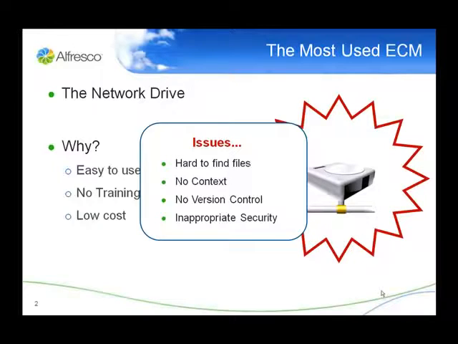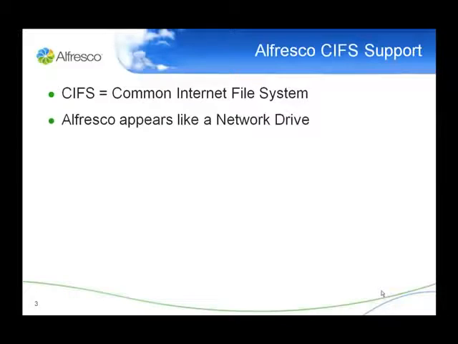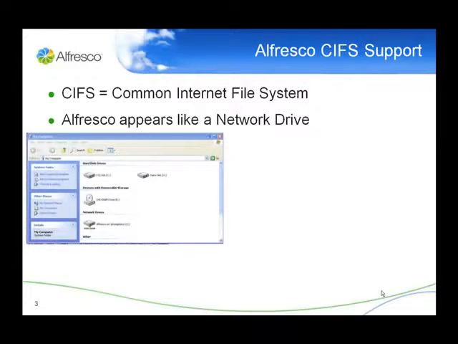So what's needed is a way of replacing a network file system so that it's easy for users to use, and allowing those users then to have access to enterprise content management features. There is a standard, CIFS, Common Internet File System, and as an open enterprise content management solution vendor, Alfresco have adopted CIFS as a way of allowing users to look at the repository. With CIFS, the Alfresco repository, the content management solution, just looks like another network drive.